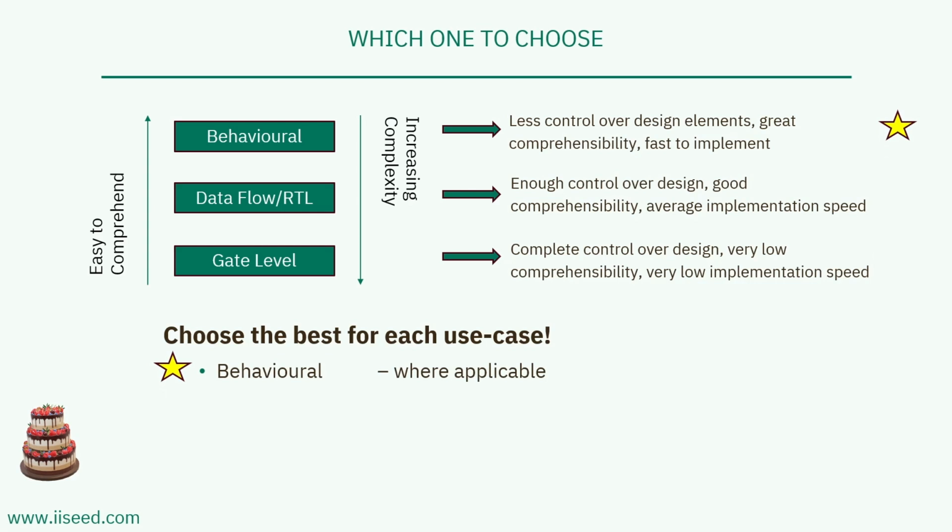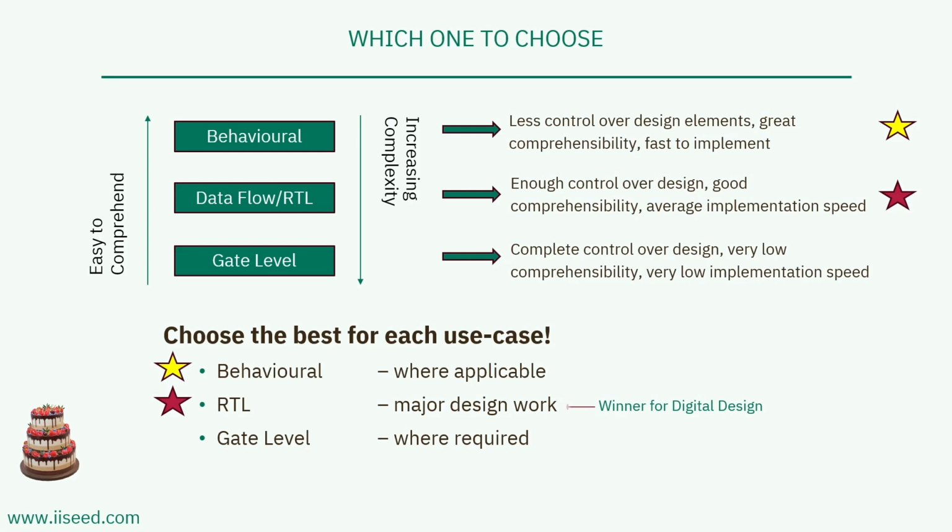Data flow, or RTL level, provides enough control over the design, has good comprehension, and has an average implementation speed. Hence, this is the most desired level of abstraction by digital design engineers to realize a synthesizable digital circuit. The gate-level abstraction is typically not used to design large digital circuits by engineers. Instead, RTL design is converted to gate-level design by specialized synthesis software tools. And there you have it, various levels of abstraction that HDLs provide and how they're utilized in the industry for designing of circuits.